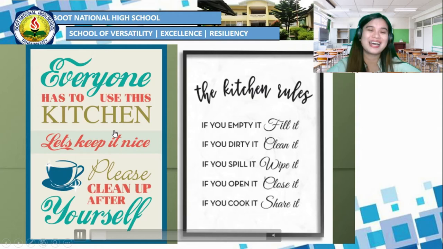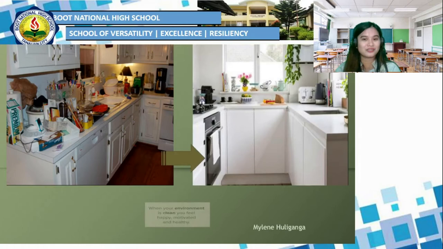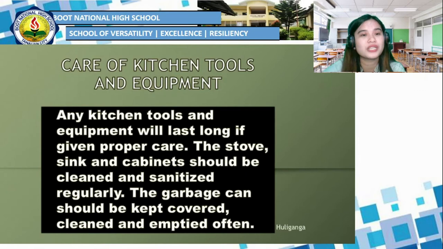Okay, the very messy kitchen. Okay, and let's turn our kitchen into just like that one. Okay? So, when your environment is clean, you feel happy, motivated, and of course, you are healthy. Okay, now let's have here the care of kitchen tools and equipment. Now, any kitchen tools and equipment will last long if you give it proper care. So, the stove, sink, and cabinet should be cleaned and sanitized regularly. The garbage can should be kept covered, cleaned, and emptied often.